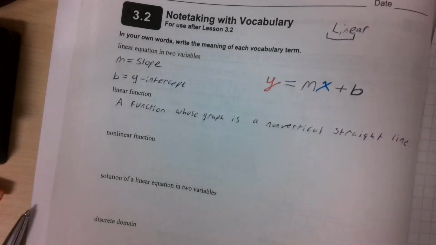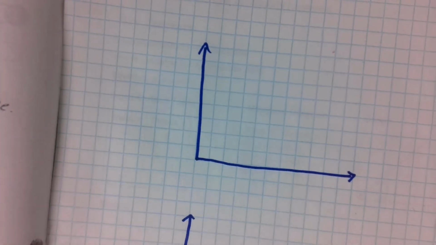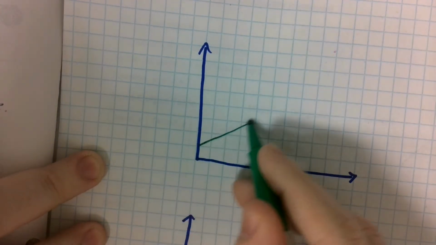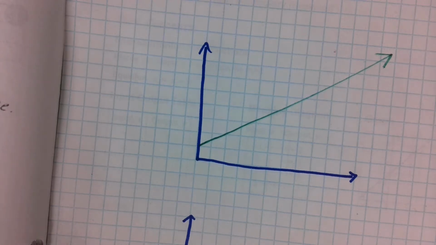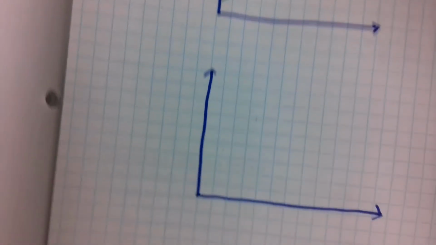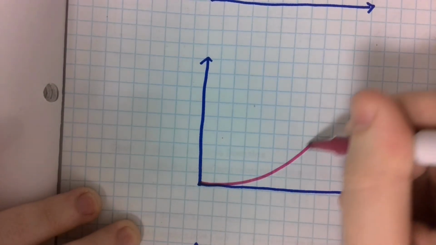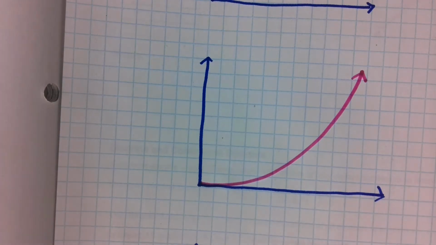Well, what do I mean by that? Let's say for a minute that we have a coordinate grid. We're going to call it a Cartesian plane in the future. If I have a line that is straight and is non-vertical, this is a linear function. Anytime that line stops being straight, then it stops being a linear function. So if I have a line that looks like this, it is no longer a linear function because it's not a straight line.